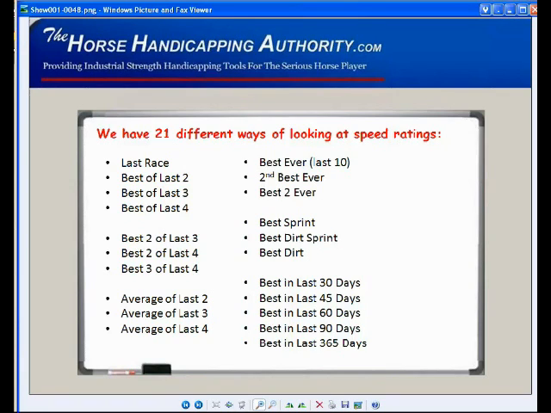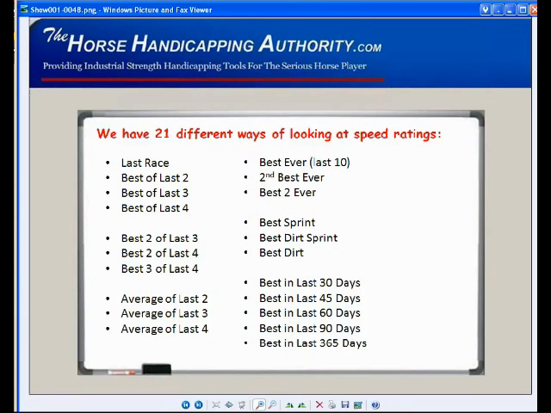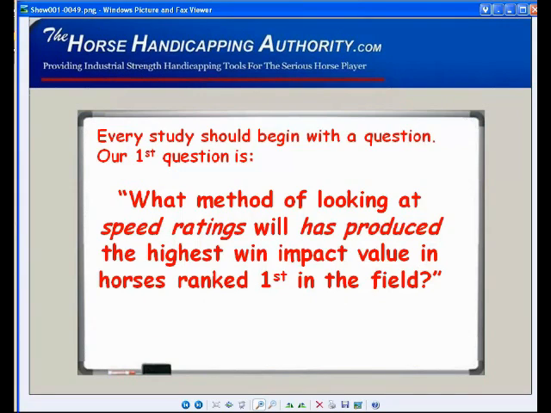So, whenever you do a study, every study needs to begin with a question. So in this case, the question we want to know is, which of these speed ratings produce the highest impact value in the number 1 ranking? So let's go back for a second and take a look. This is our smorgasbord to choose from. Okay, and so which factor, if you were to bet the number 1 ranked horse, which factor would produce the most winners, basically, the highest impact value?